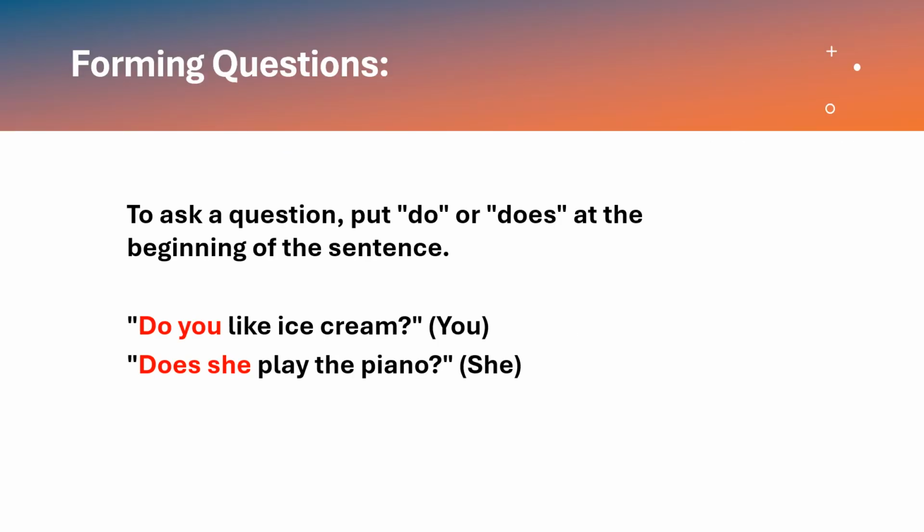How to form questions? To form a question, we will put do or does at the beginning of the sentence. For example, do you like ice cream? As the subject is you, we will use do. Does she play the piano? As the subject is she, we will use does.